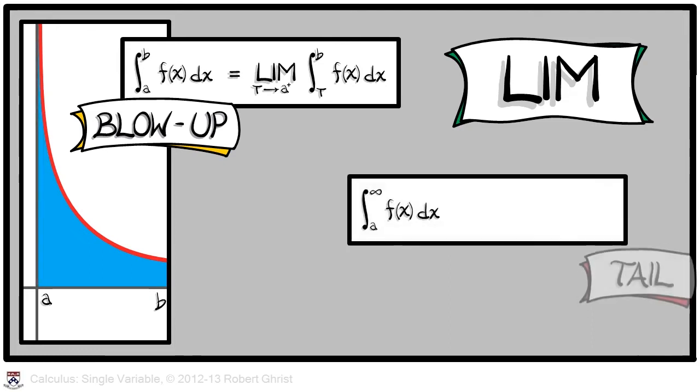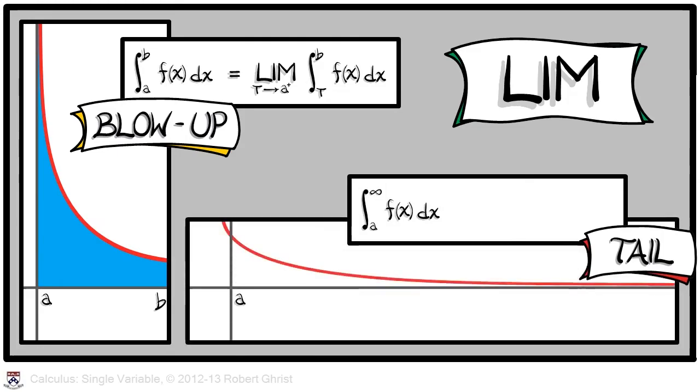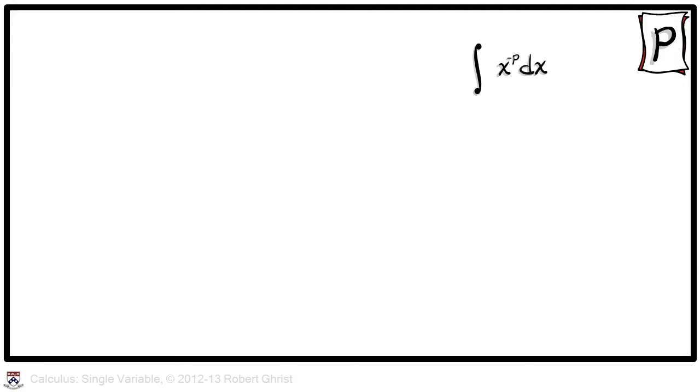In the other instance, we might call it having a tail, where your integration domain goes off to infinity. In this case, the appropriate thing to do is integrate over a finite domain, let's say up to a constant t, and then take the limit as t goes to infinity of the finite domain integral. The following class of examples are crucial to this subject.